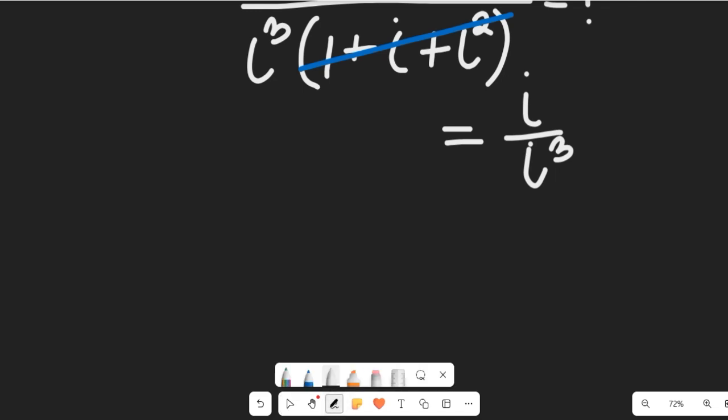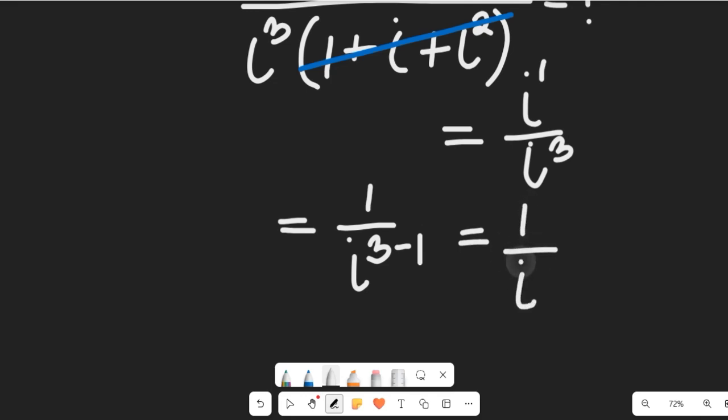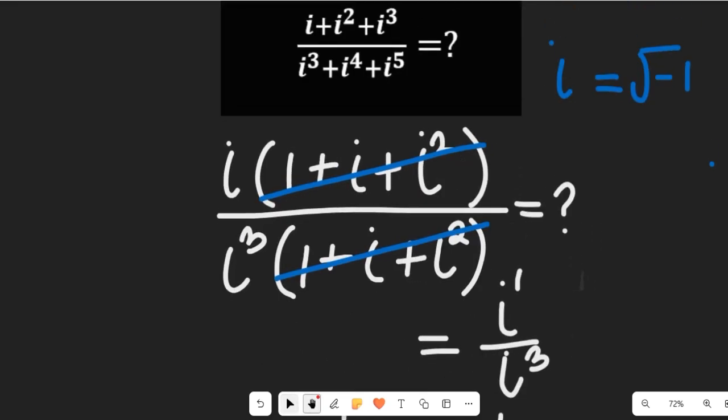Using the power rule, knowing that we have a power of 1 here, that expression will be equal to 1 divided by i^(3-1). And this will be equal to 1 divided by i to the power of 2. Now, how do we simplify this? Remember, we have that complex number expression up here.